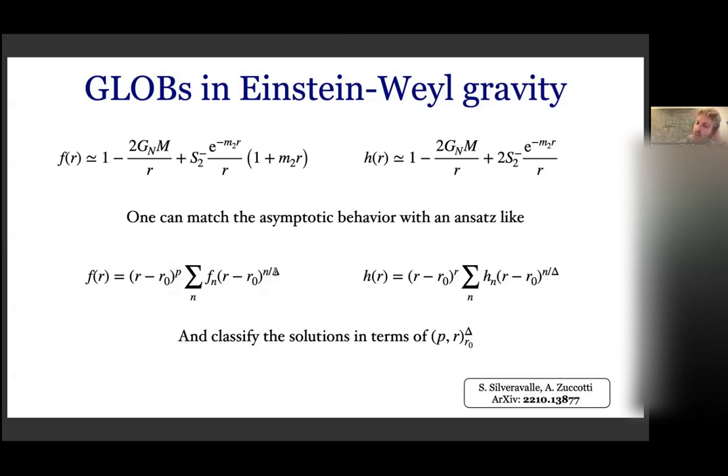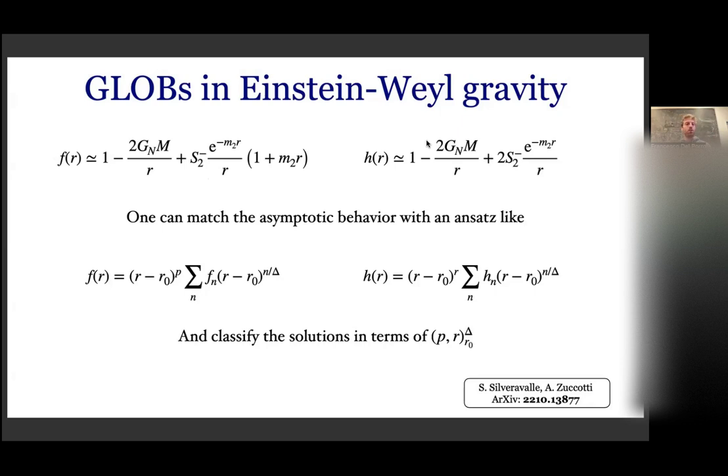And this allows you to track the behavior of F and H, both near the singularity, if you put R0 equal to 0, or let's say, in some cases near the horizon, if R0 is different than 0. So basically, all the solutions can be classified with the two exponents P and R, and the number delta that you put here, and R0. So that's the technical side. Once you are playing with these four parameters, you can match the solution with the asymptotic behavior of the function.